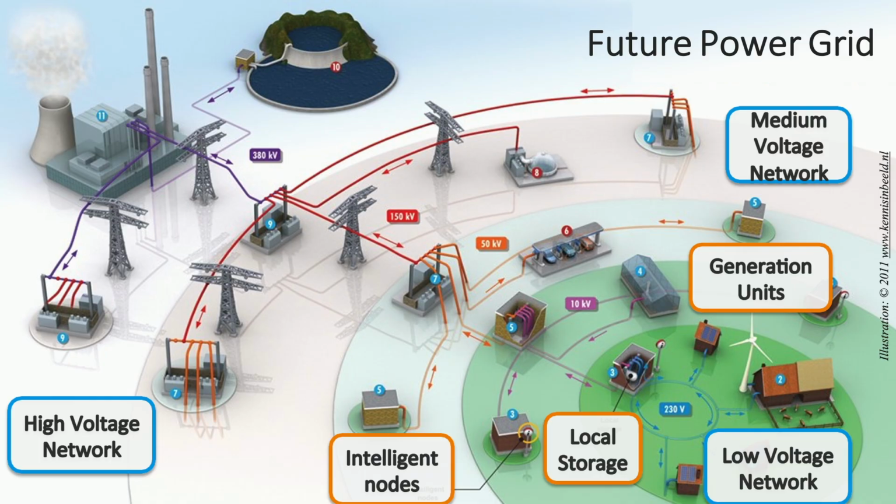Please notice the differences. First, you might observe that there are generation units located at the distribution system. They are not centralized as in the case of traditional power systems, but distributed. This is known as distributed generation. Some examples are photovoltaic plants, small wind turbines, and fuel cells.